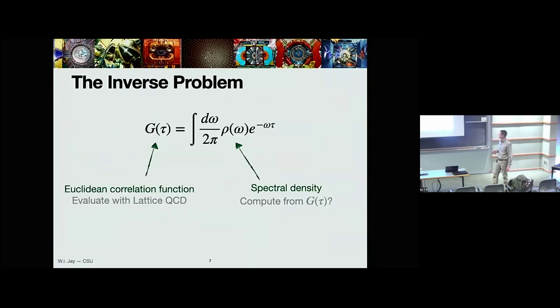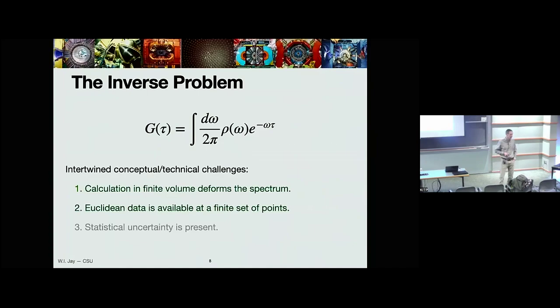Okay, so the inverse problem. Here we are back again at where we started. We'd like to determine, starting from the Euclidean time correlation function, presumably computed using Monte Carlo techniques for lattice QCD, the form of the spectral density, for all the reasons I just explained. Now, what makes this a challenging problem? Well, there are some intertwined conceptual and technical hurdles that you have to overcome.